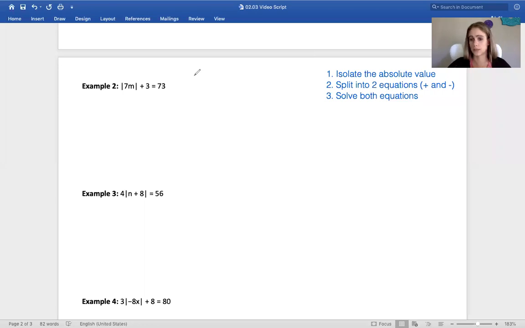So on number 1, we need to isolate the absolute value first. So what's the inverse of a positive 3? Negative 3, so we'll subtract 3 from both sides. So my absolute value signs are still going to be here because I have not created the 2 options yet, so they don't disappear because I don't have my 2 options. 3 minus 3 is 0. 73 minus 3 is 70. Ooh, snappy.